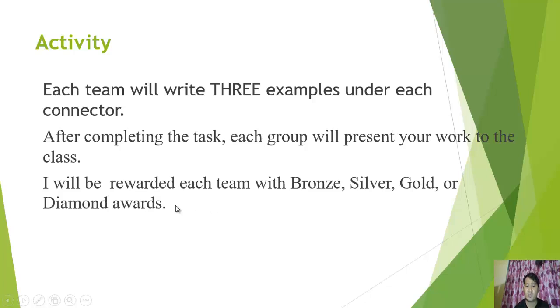So it is not that teachers are going to literally give all these bronze, silver, gold or diamond awards, but teachers will draw the picture of bronze, silver, gold or diamonds and give it to them. In a way they will be reinforced.